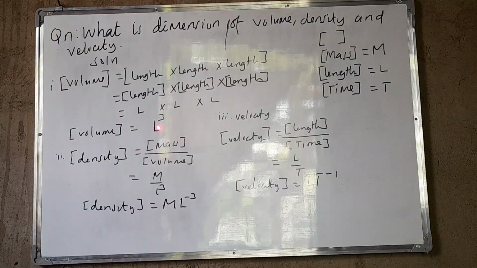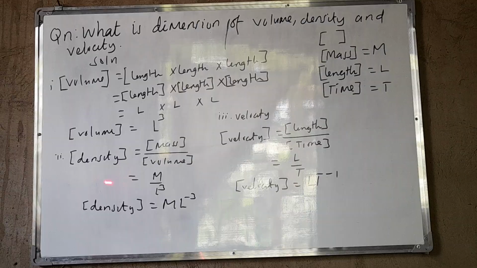L cubed. It is the same when you come to density. Density is equal to mass over volume, of course. If you are asked to find the dimension of density, we say the dimension of density is equal to dimension of mass over dimension of volume. The dimension of mass we know is M. The dimension of volume is L cubed, as we found in the previous question. So we get M over L cubed. If you take it above, you find M L to the negative 3 exponent. This will be the dimensions of density.